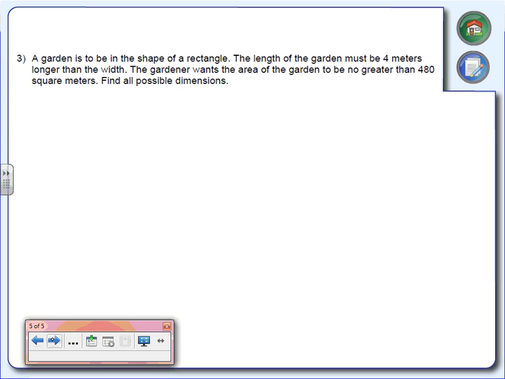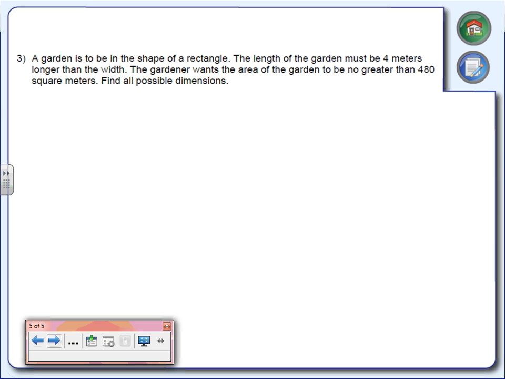All right, let's go on to number 3 here. Number 3 says we have a garden that is to be shaped like a rectangle. The length of this garden must be 4 meters longer than its width. The gardener wants the area of the garden to be no greater than 480 square meters. Find all possible dimensions.